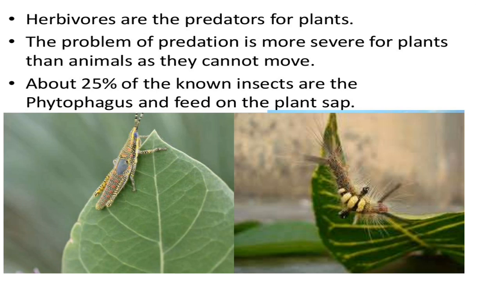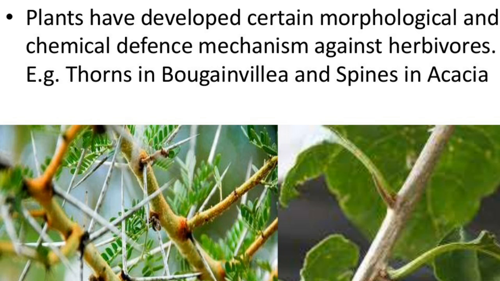Herbivores are the predators for plants. The problem of predators is more severe for plants than animals, as they cannot move. About 25% of known insects are phytophages and feed on plant sap. Plants have developed certain morphological and chemical defense mechanisms against herbivores. For example, thorns in bougainvillea and spines in acacia.